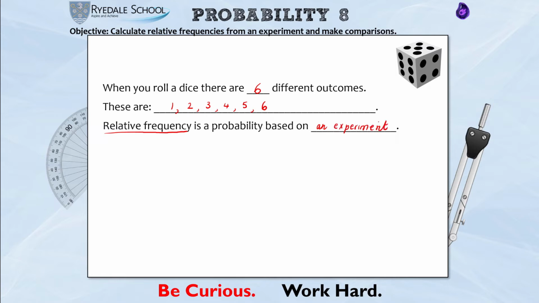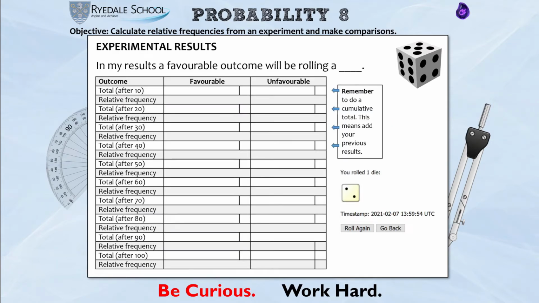So I'm going to take a little bit of time to explain the experiment that we're going to do, how we're going to collect that data, and how we are going to use that data. So I'm going to be rolling a dice 100 times and collecting some results. The way that we collect these results is quite important because we are going to be doing some calculations using these results every 10 throws. So first I'm going to explain how we're going to collect the data, and later on I will explain the process of calculating the numbers that we need.